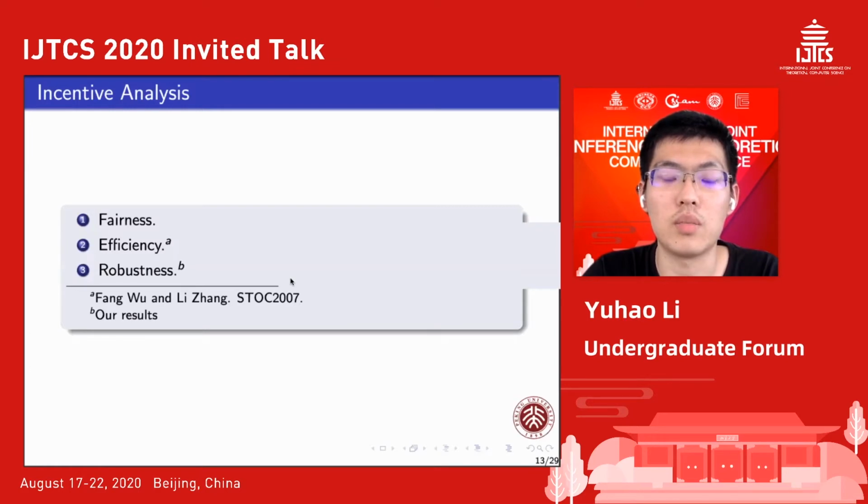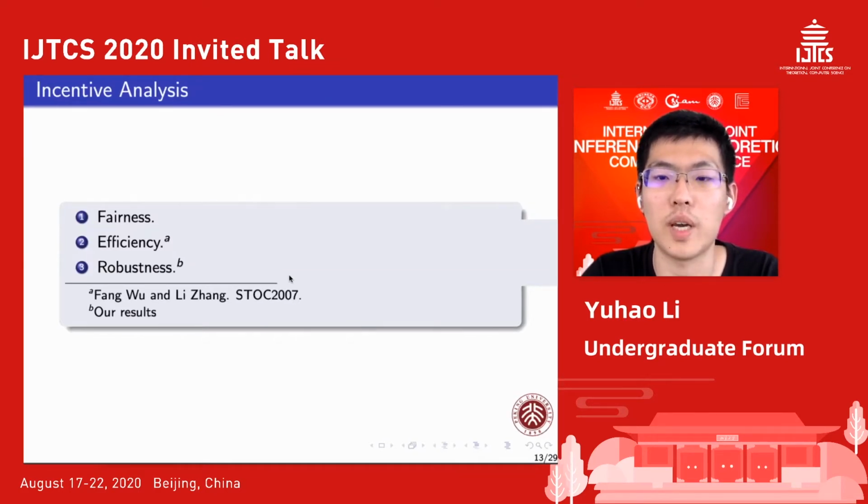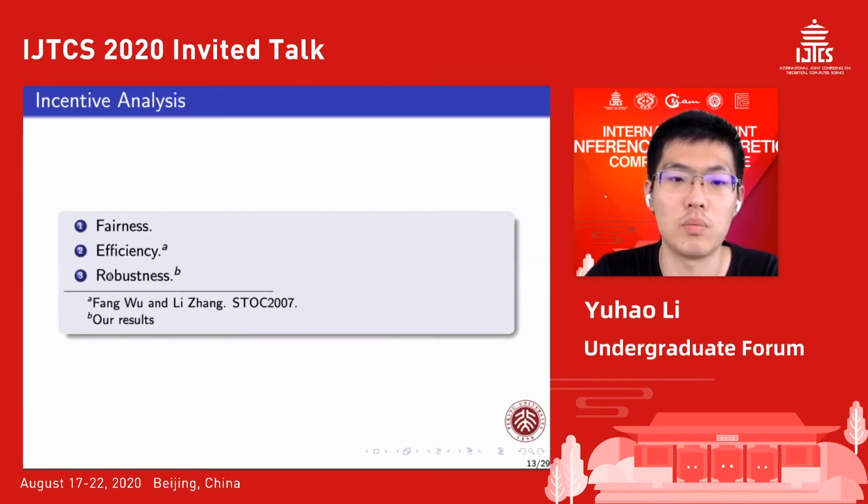So this proportional mechanism has many nice properties. It can ensure proportional fairness. It is also efficient because the allocation is actually a market equilibrium allocation. But in practice, agents are rational and strategic. It is also important to analyze whether the proportional response mechanism provides incentives for agents to follow this distributed mechanism. So our work focuses on the robustness of the mechanism from the algorithmic game theory perspective.